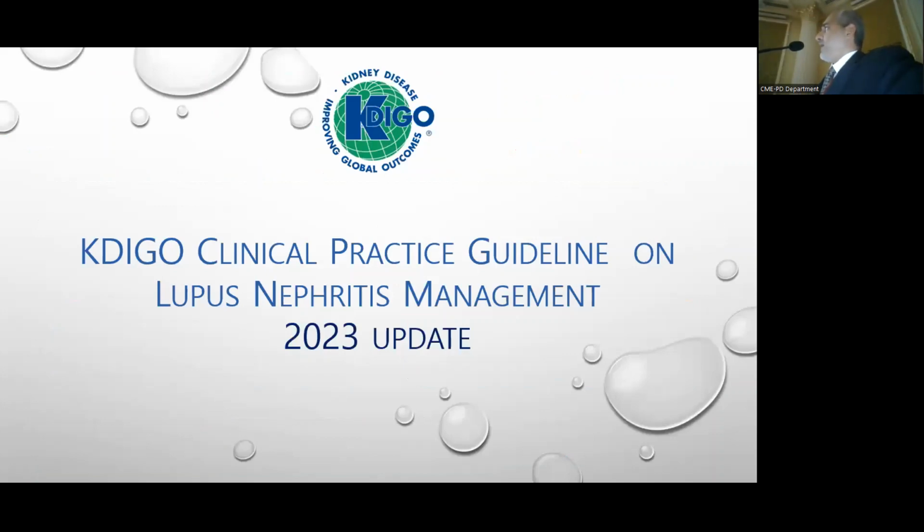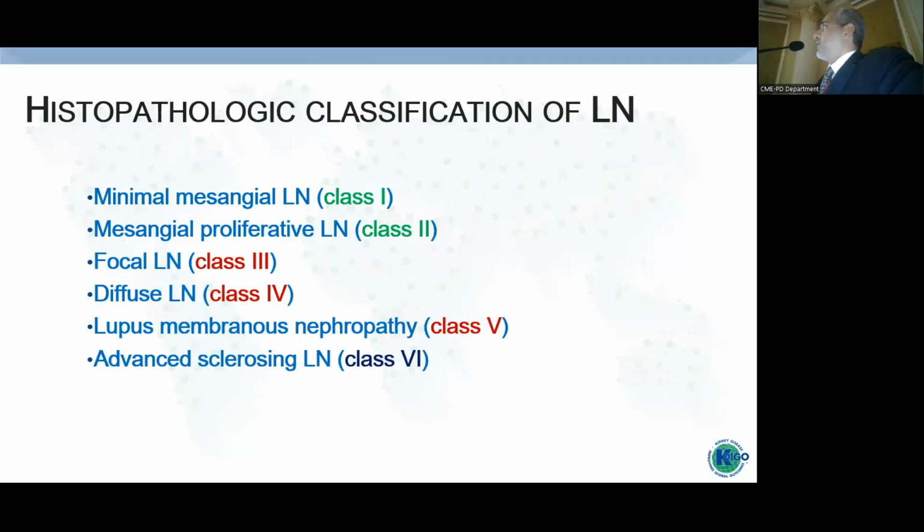The most recent published lupus nephritis management guideline from KDIGO classified the treatment according to the degree of histopathological classification of lupus nephritis. They defined class 1 and class 2 as the more benign classes of lupus nephritis, which are minimal mesangial lupus nephritis or mesangial proliferative lupus nephritis. That's class 1 and class 2.